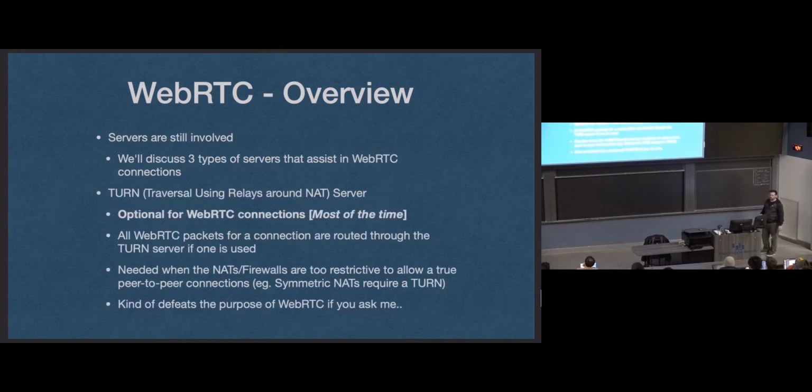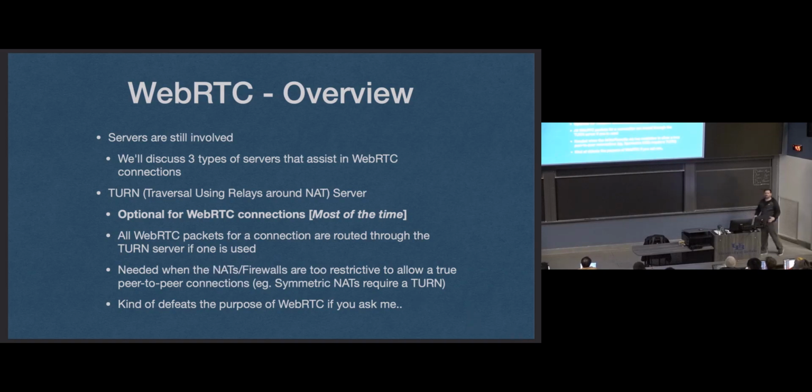And finally, a TURN server. This one we're not going to use at all. Our TURN server, Traversal Using Relays around NAT. I don't like this one, personally, and we'll see why. This is optional. You don't need this, but sometimes you're behind a particular firewall or a NAT, which isn't going to allow a peer-to-peer connection.